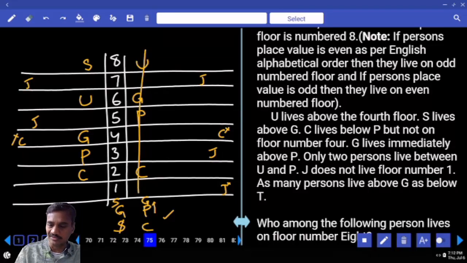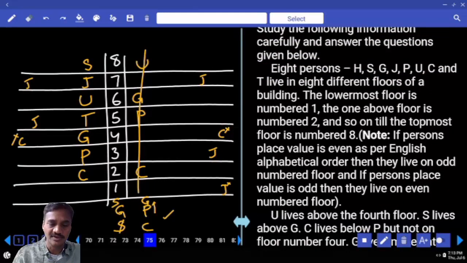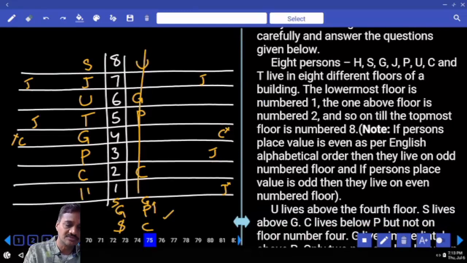And what is the other one? J does not live as many in between G and T. Now G is 1, 2, 3, 4th from the bottom, and T is 4th from the top. If T is here, J is here. Then who is the person left over? H. And H must be this. Clear?